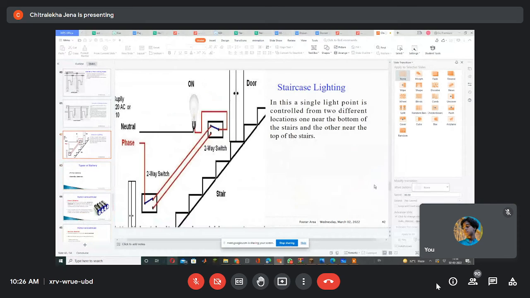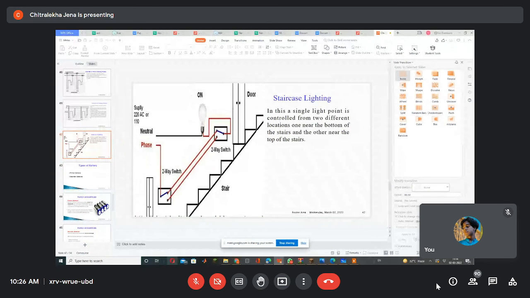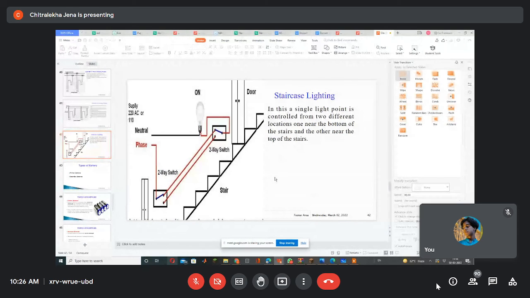Staircase lighting. You have observed that, suppose you are staying in an apartment, if somebody at the ground floor switches on the bulb, you will see that at the fourth floor that light will glow. Yes or no? Suppose you are staying at the fourth floor, and you want that at the ground there is no lighting, so you can operate that bulb from the fourth floor also.